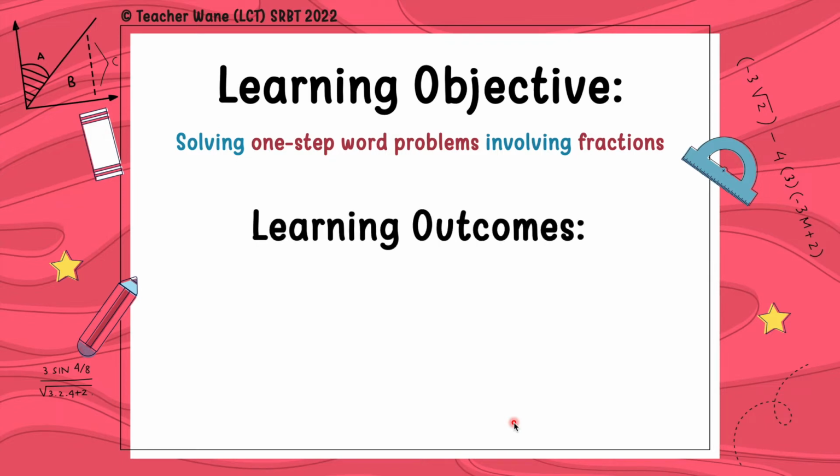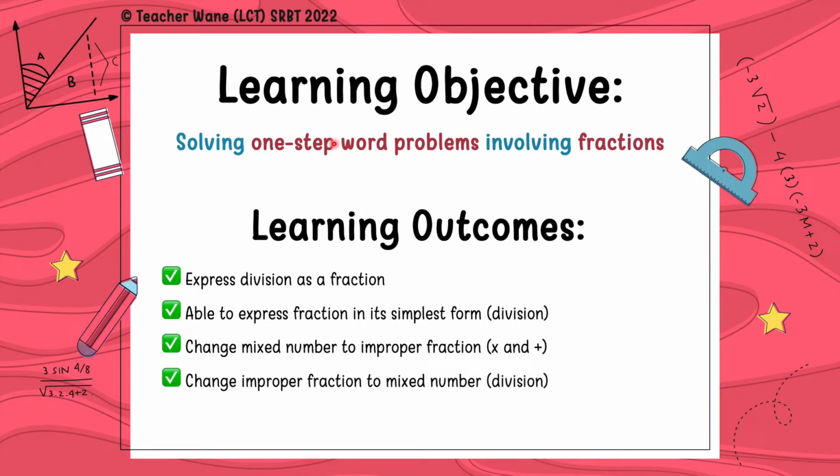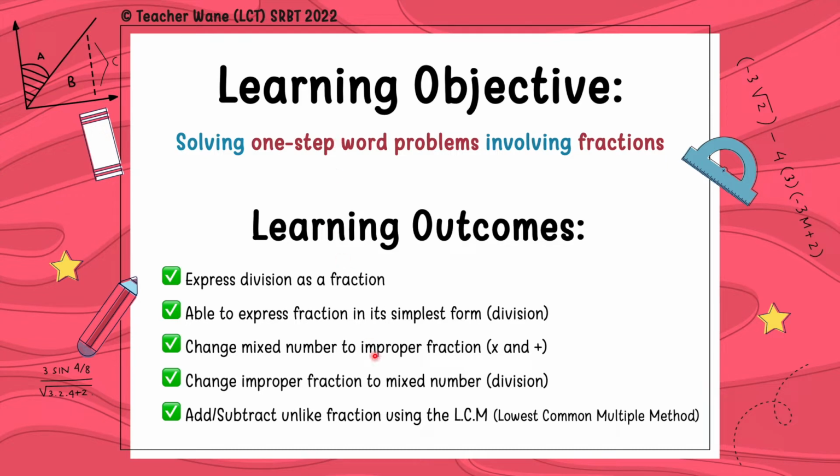What are our learning outcomes for today? These are the skills that you need to learn or should know by the end of the lesson. Express division as a fraction, express a fraction in its simplest form, change a mixed number to an improper fraction, multiply and add, change an improper fraction to a mixed number by using division, and add or subtract unlike fractions using the LCM, lowest common multiple method.